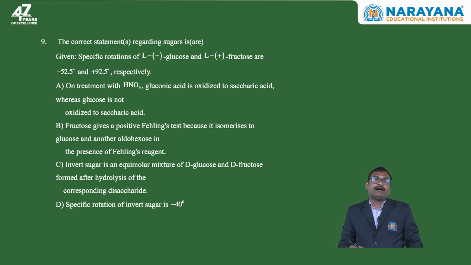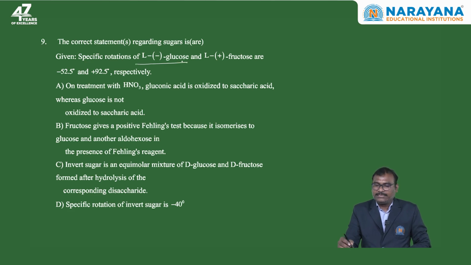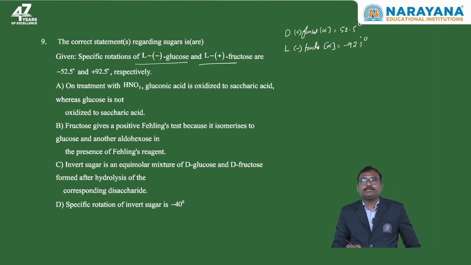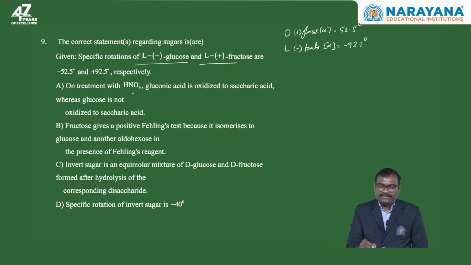Yes, the correct statement regarding the sugars. Here it is given in a logical way: L-glucose, that means D-glucose, specific rotation plus 52.5 degrees; L-fructose, that means D-fructose, specific rotation minus 92.5 degrees. Did you observe the things, students? Now D-glucose on treatment with HNO3, or gluconic acid, is oxidized to saccharic acid, whereas glucose is not oxidized to saccharic acid. The statement is wrong.